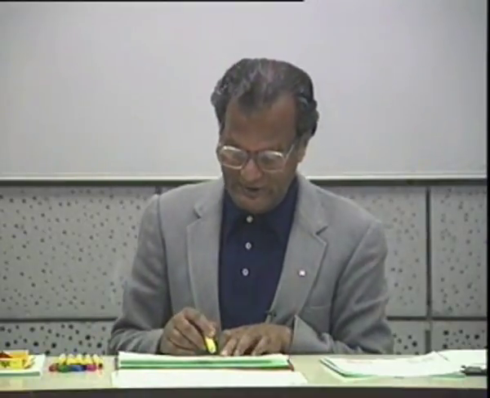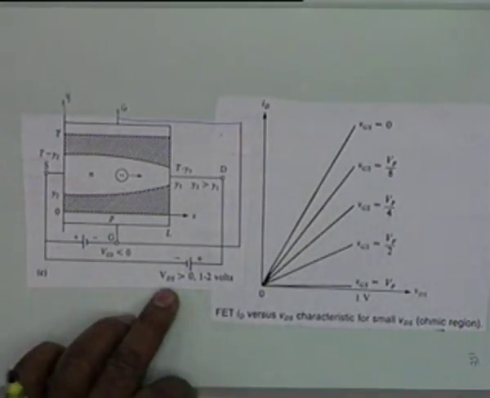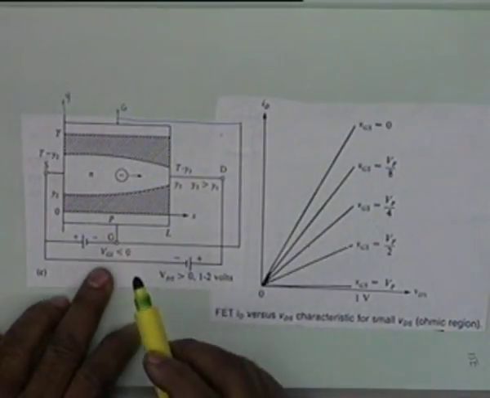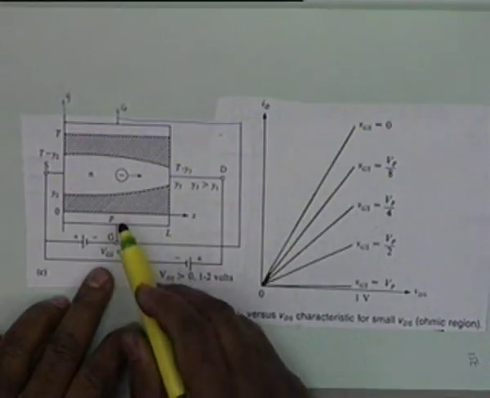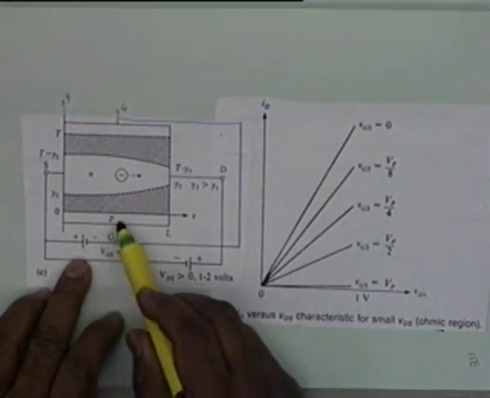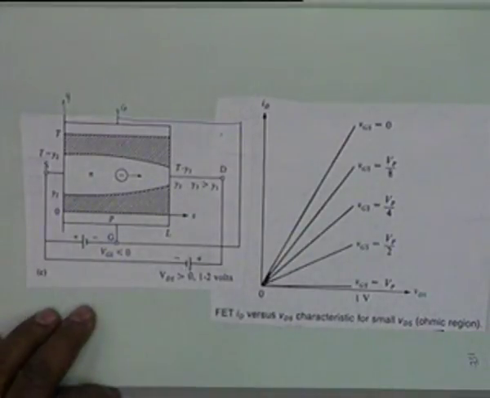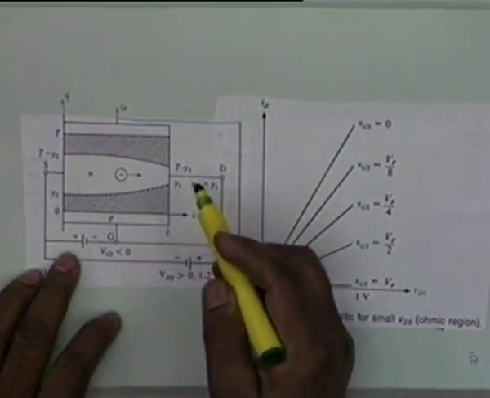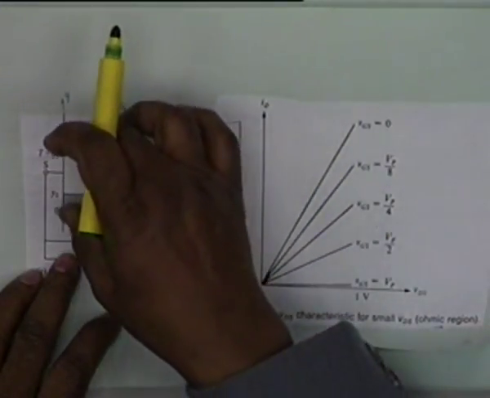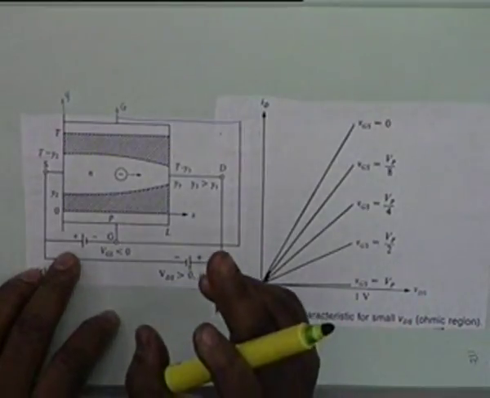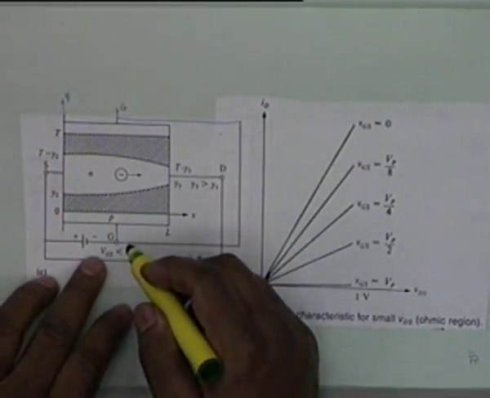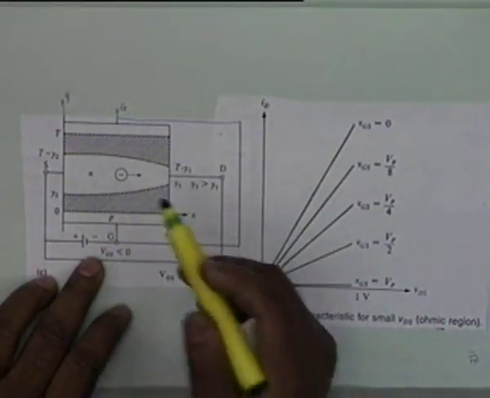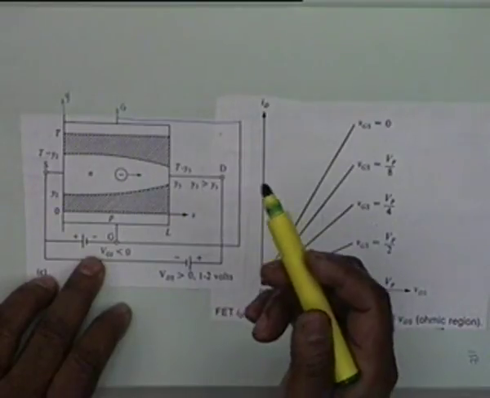A situation in which VDS is maintained at 1 to 2 volts, a small positive voltage, and a VGS is applied, a reverse voltage with negative connected to P and positive connected to N. If it is applied, then what happens? There was a depletion region like this. In addition, VGS creates a further depletion. So the profile changes. Okay, the profile changes.